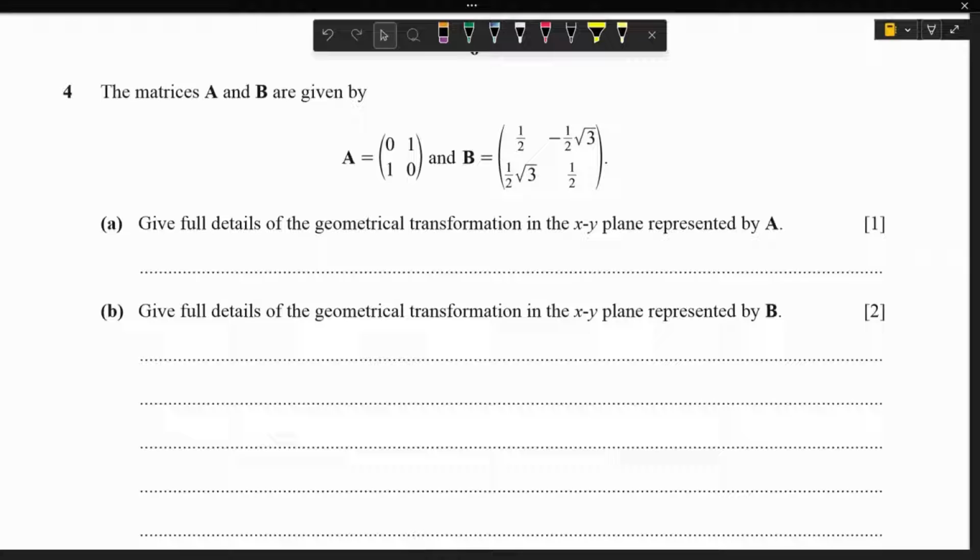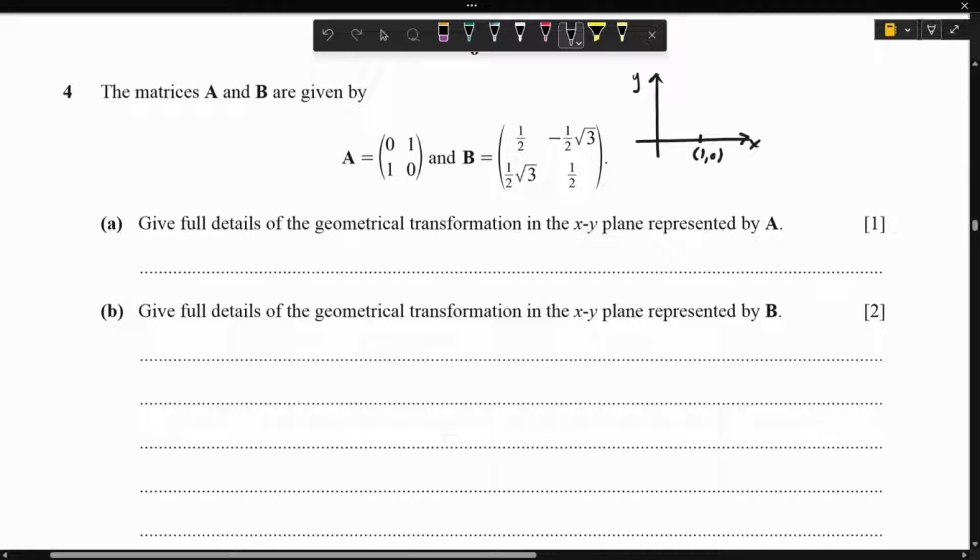Now on number 4, the question says, matrices A and B are given by A is equal to [0, 1; 1, 0], and B is equal to [half, minus half root 3; half root 3, half]. So on part A, give full details of the geometrical transformation in the xy plane represented by A.